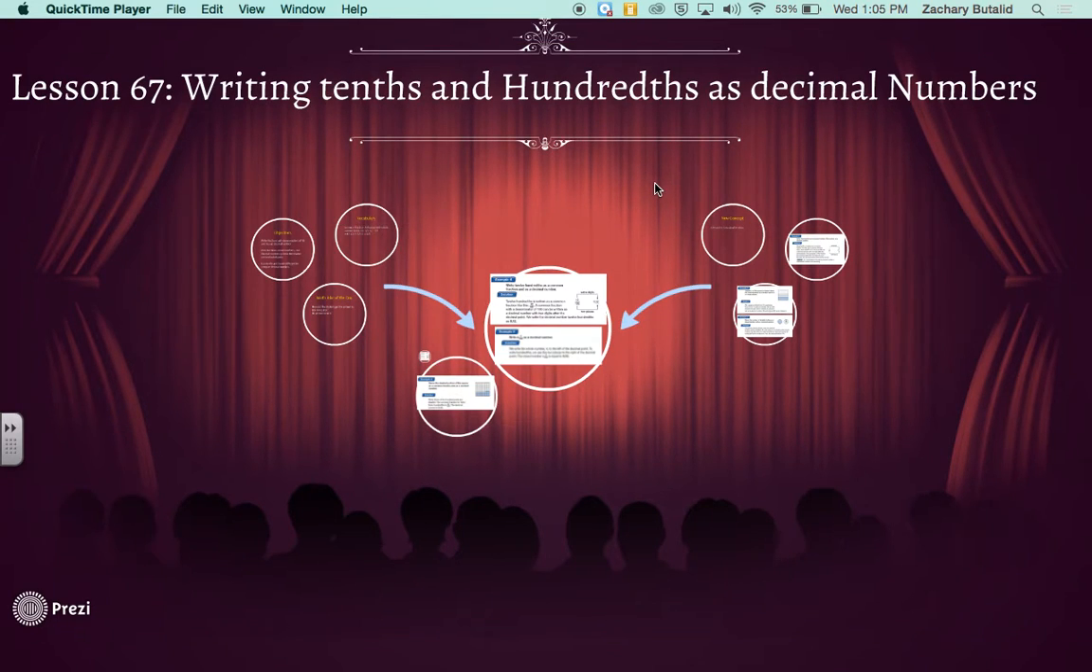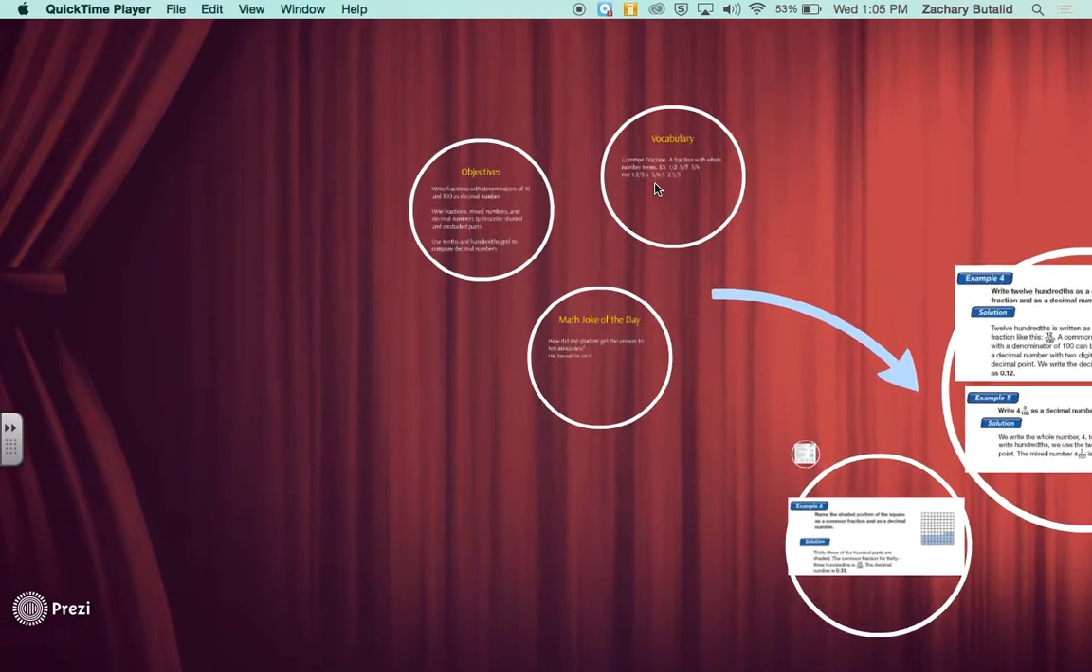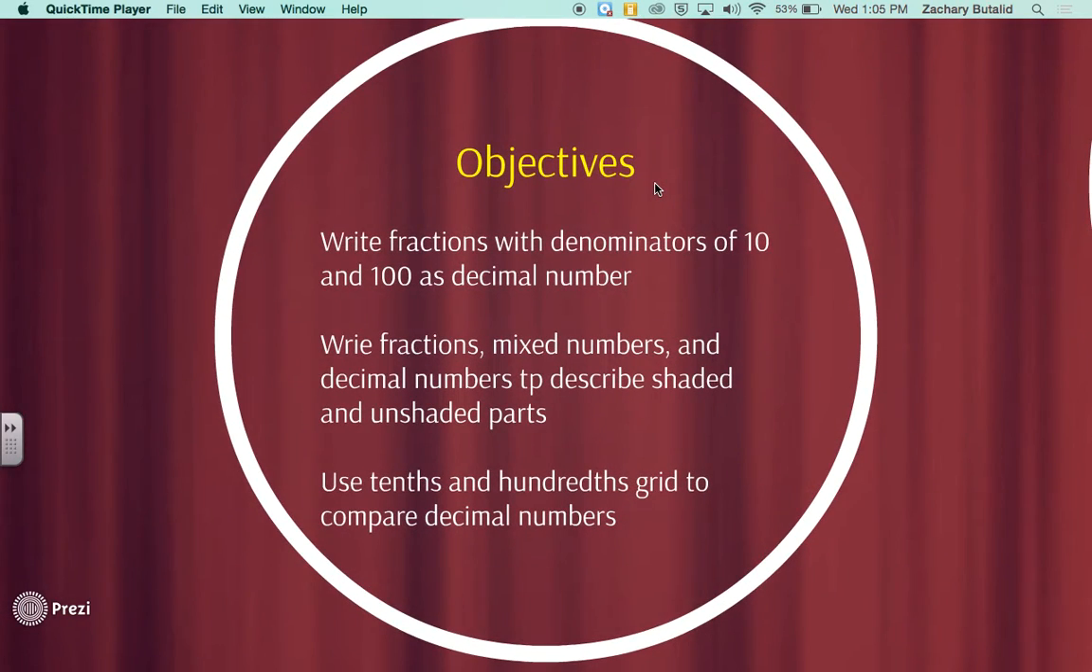We are doing lesson 67, writing tenths and hundredths as decimal numbers. Our objective for today, we have three different objectives, is to write fractions with denominators of 10 and 100 as a decimal number. That's supposed to say write fractions, mixed numbers, and decimal numbers to describe shaded and unshaded parts. And we're going to use tenths and hundredths grids to compare decimal numbers.